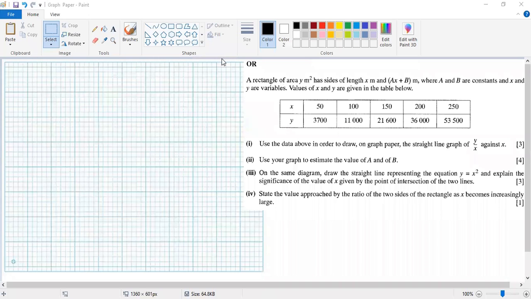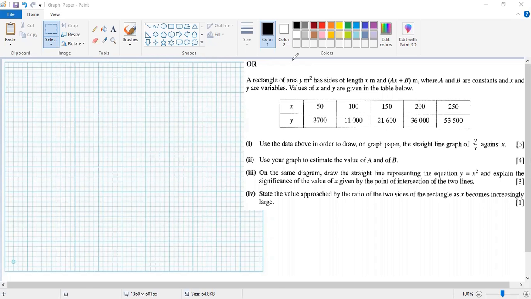So a rectangle, they say, with the area of y meter square, the side lengths of x and ax plus b. So that's the length and the width, okay? And a, b are constants, and x and y are the variables. Okay, so the values of x and y are given in the table below. And then using the data above, draw on the graph paper the straight line, y over x against x.